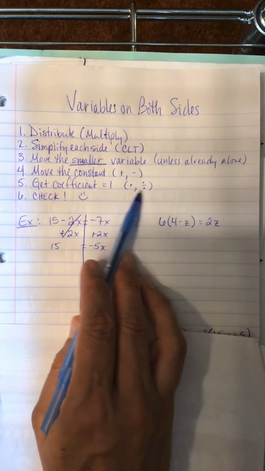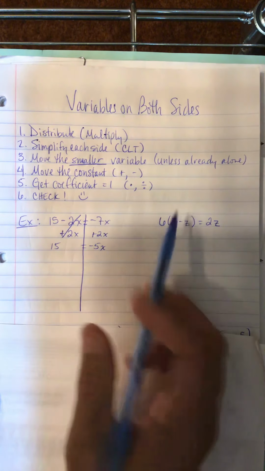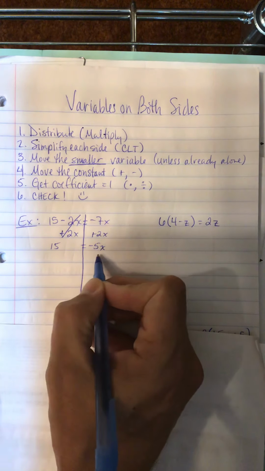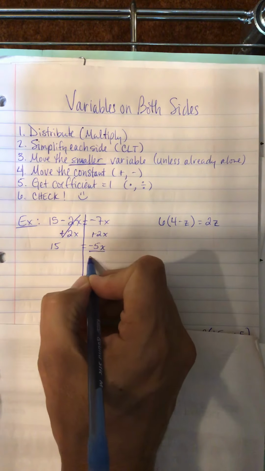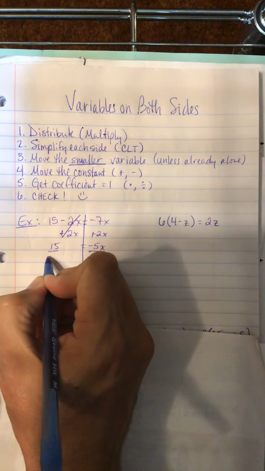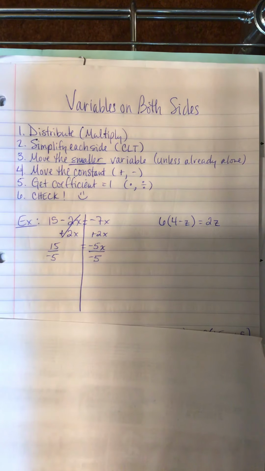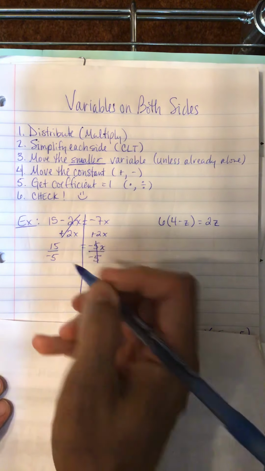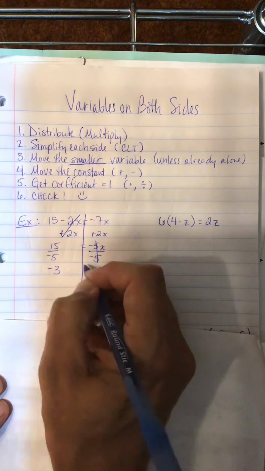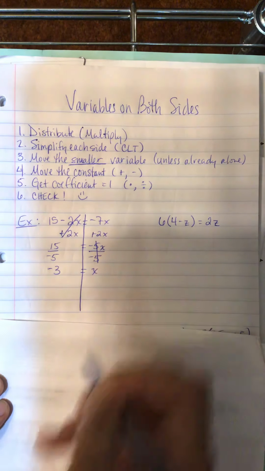We use those inverse operations of multiply or divide. Negative 5x means negative 5 times x. The opposite of multiply is divide. Again, folks, make sure that you are paying attention to the sign. We want to divide both sides by negative 5. They will cancel out here. 15 divided by negative 5 is negative 3 equal to x.